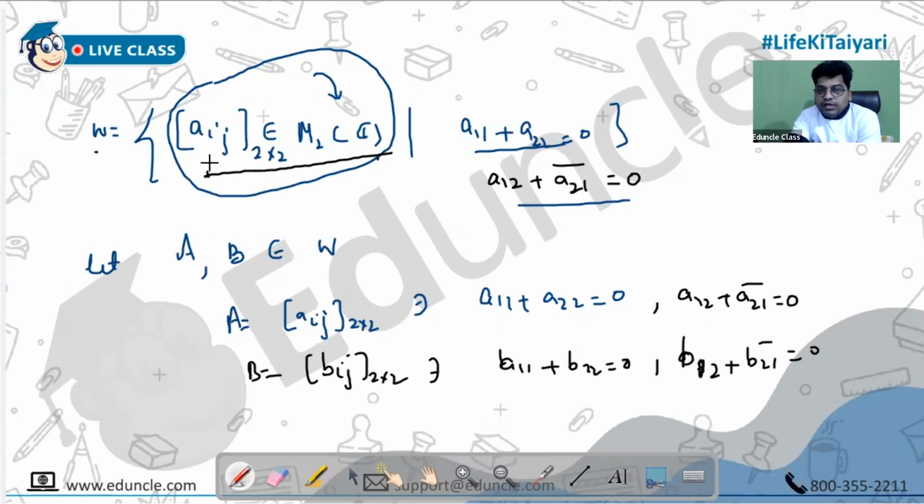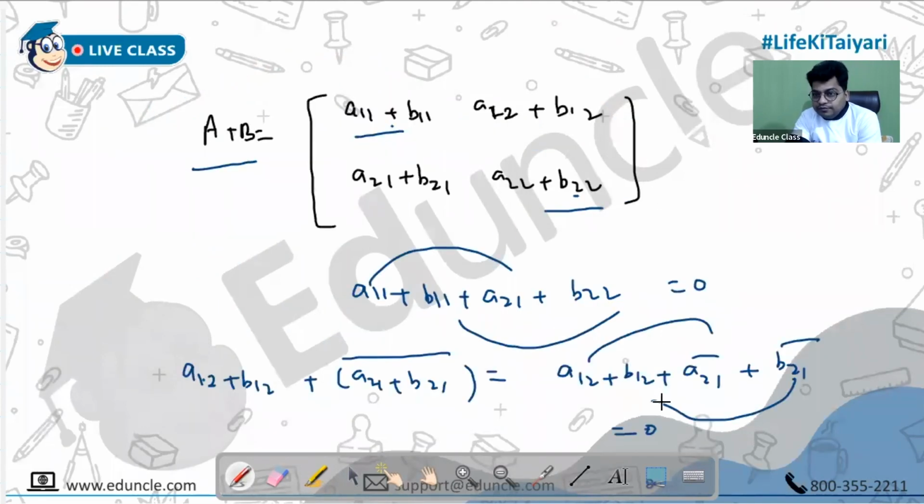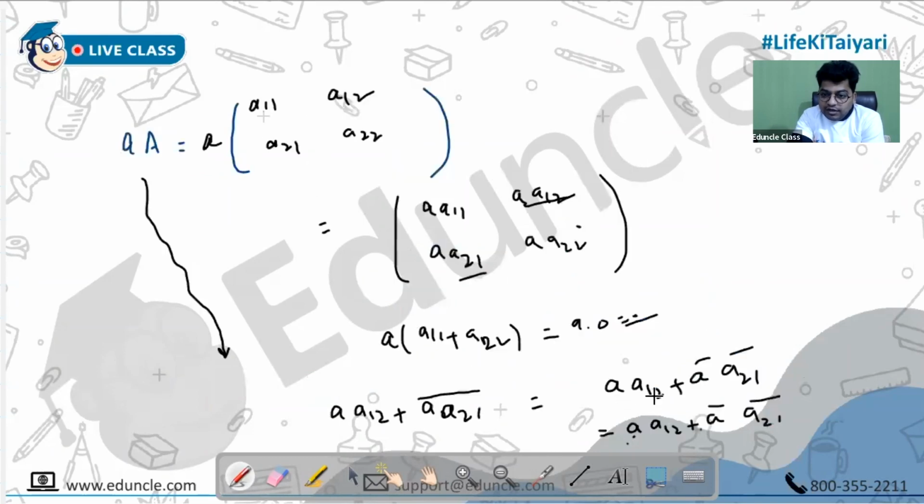You have to write: W is a set of all 2 cross 2 matrices where all the entries are from complex numbers such that A11 plus A21 is equal to 0 and A12 plus A21 bar is equal to 0. Then W is not a subspace over the field of complex numbers. But if you take the scalar field as the real numbers, because A12 plus A bar A21 bar cannot be 0. If you take A is real, then A bar is A, then A will be outside, then this will be 0, so this will be a subspace.